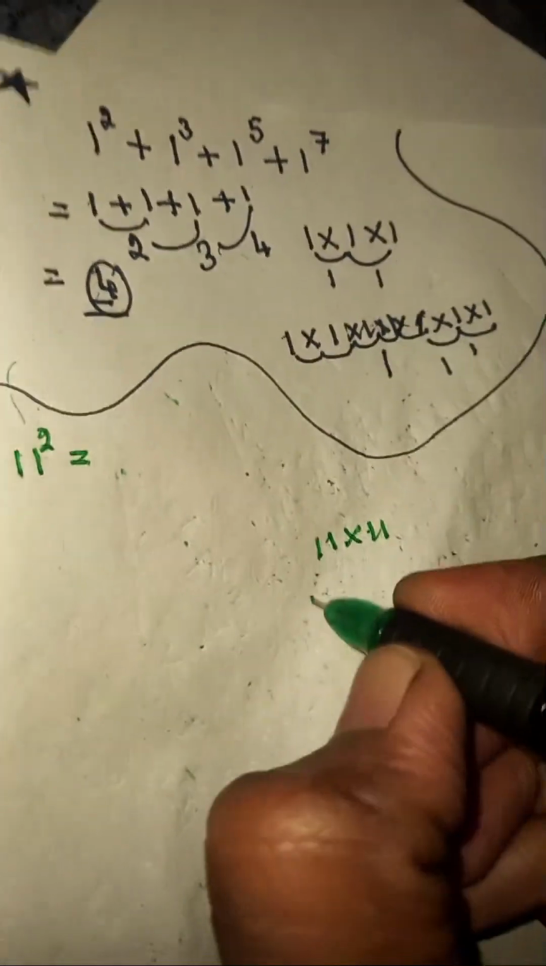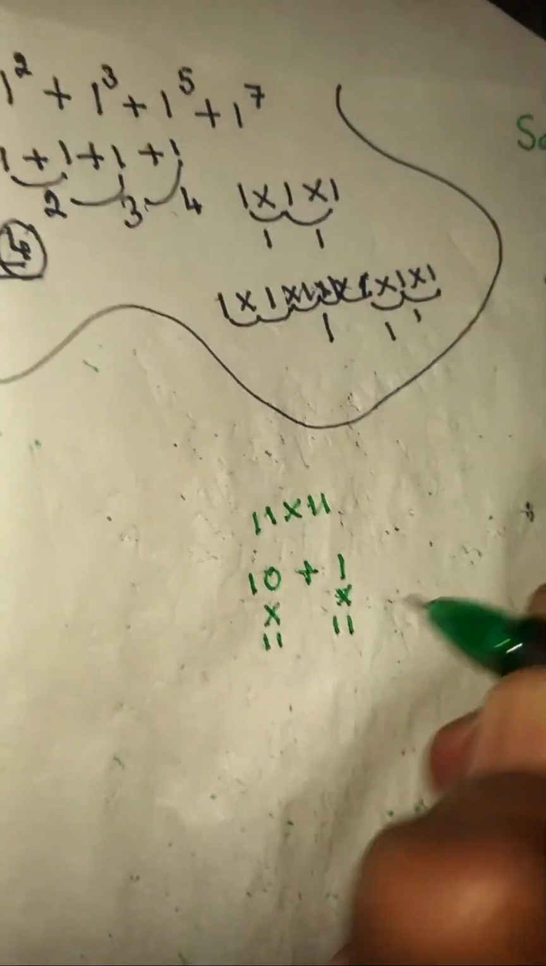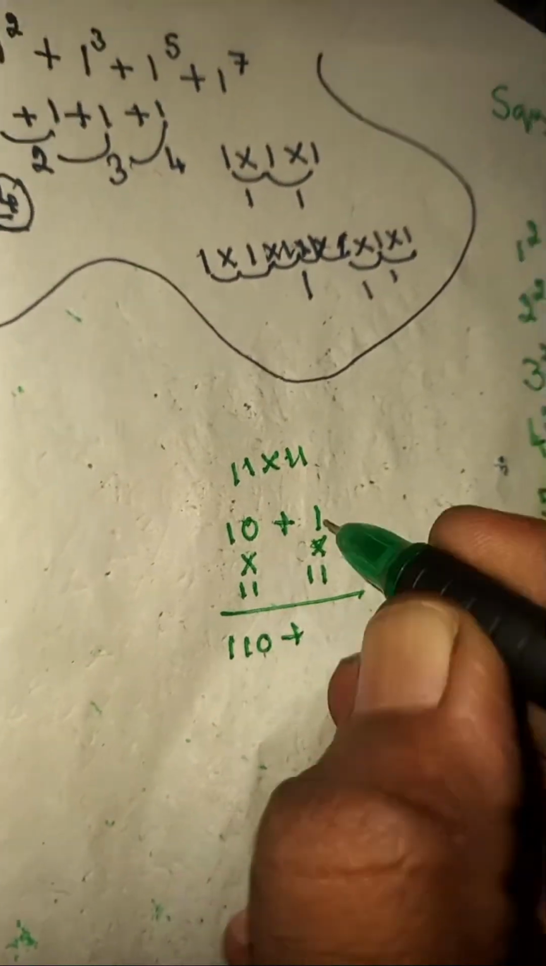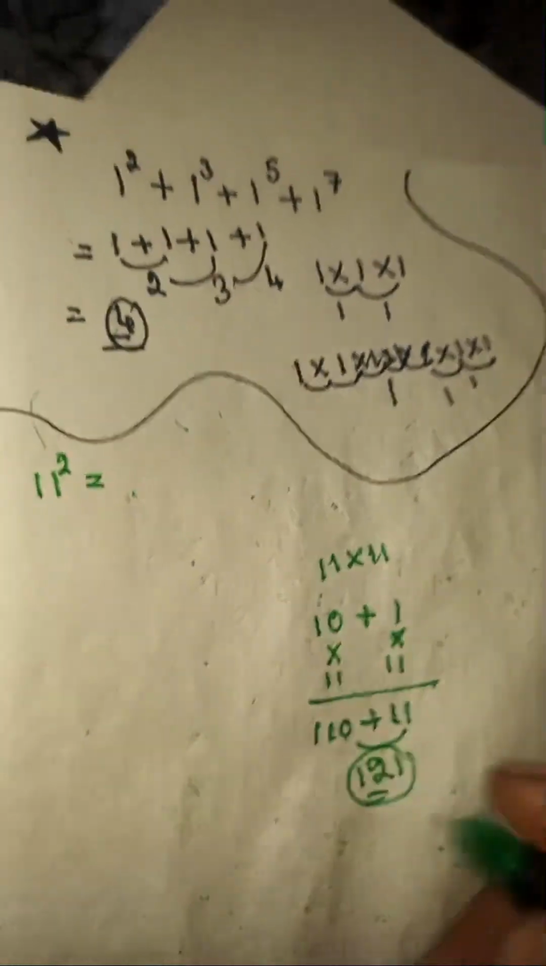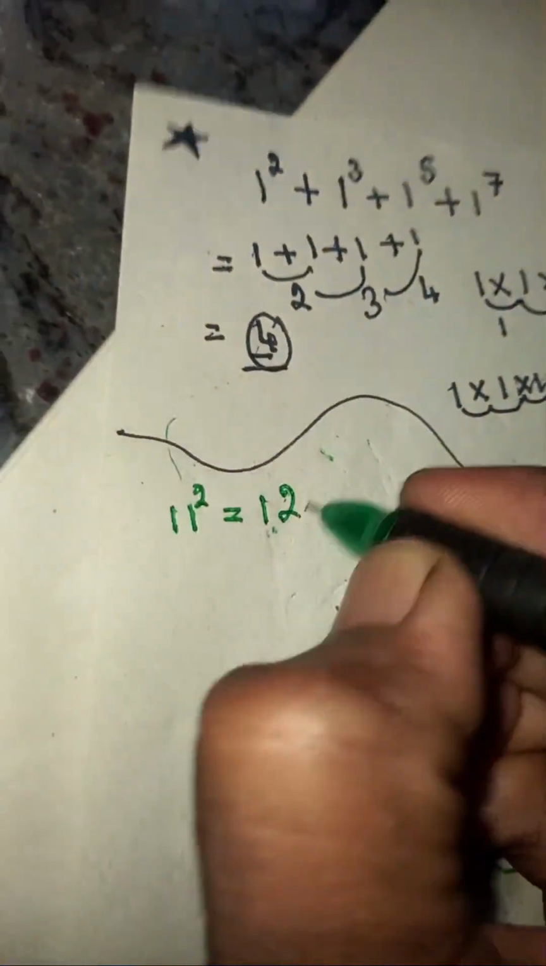You can split that as 10 plus 1 and multiply 11 separately. Here you're going to get 10 times 11 as 110, plus 1 times 11, which is 11. 110 plus 11 is 121. So this is completely equal to 121.